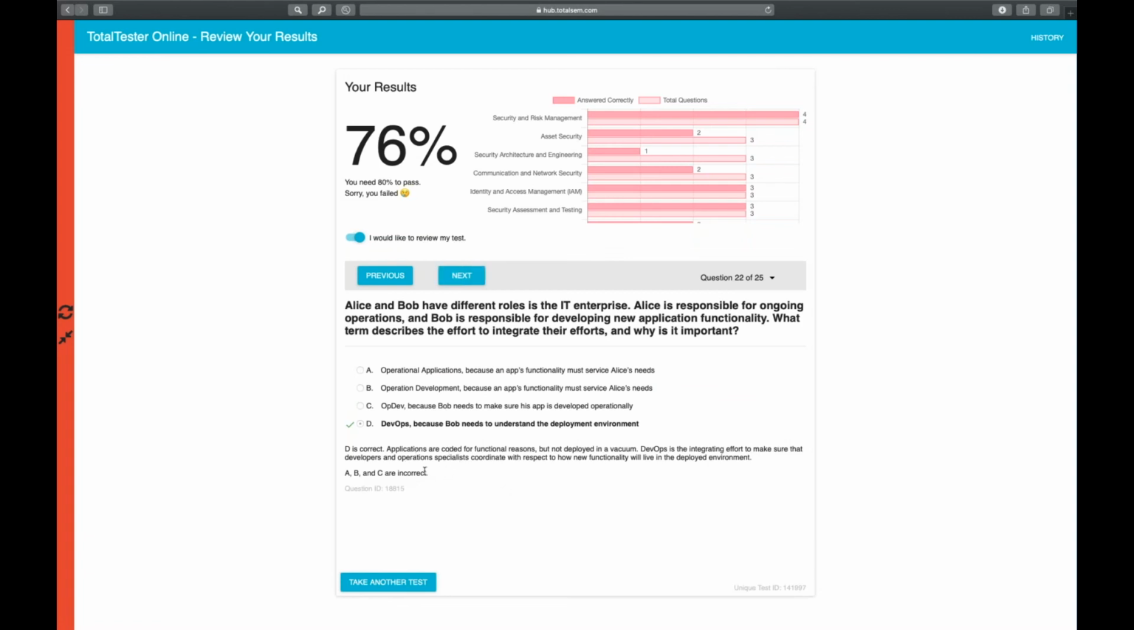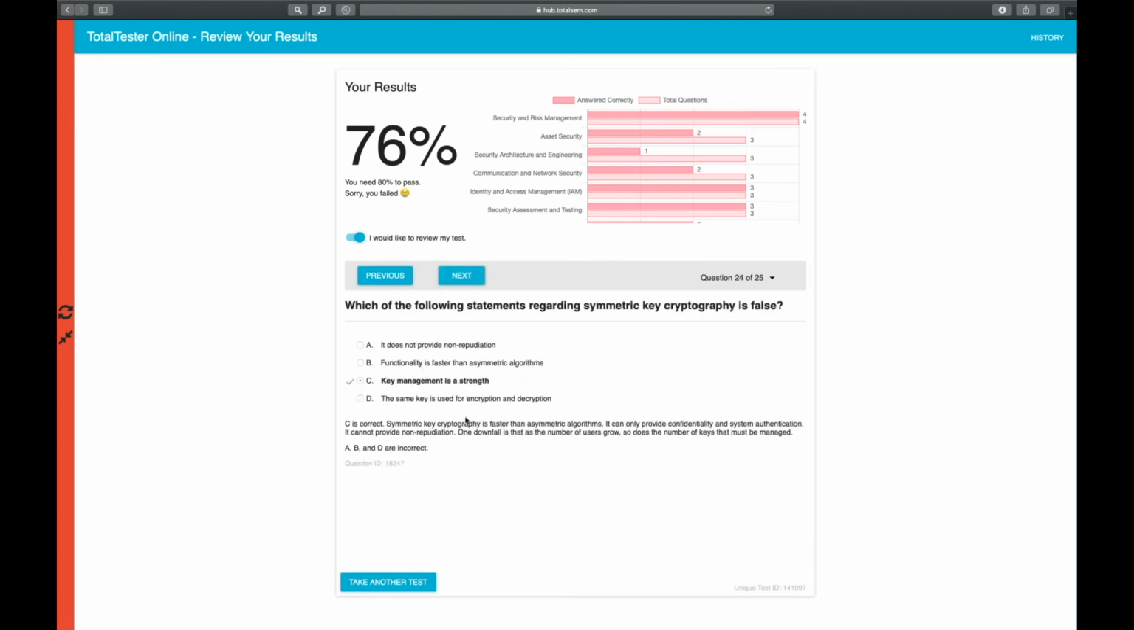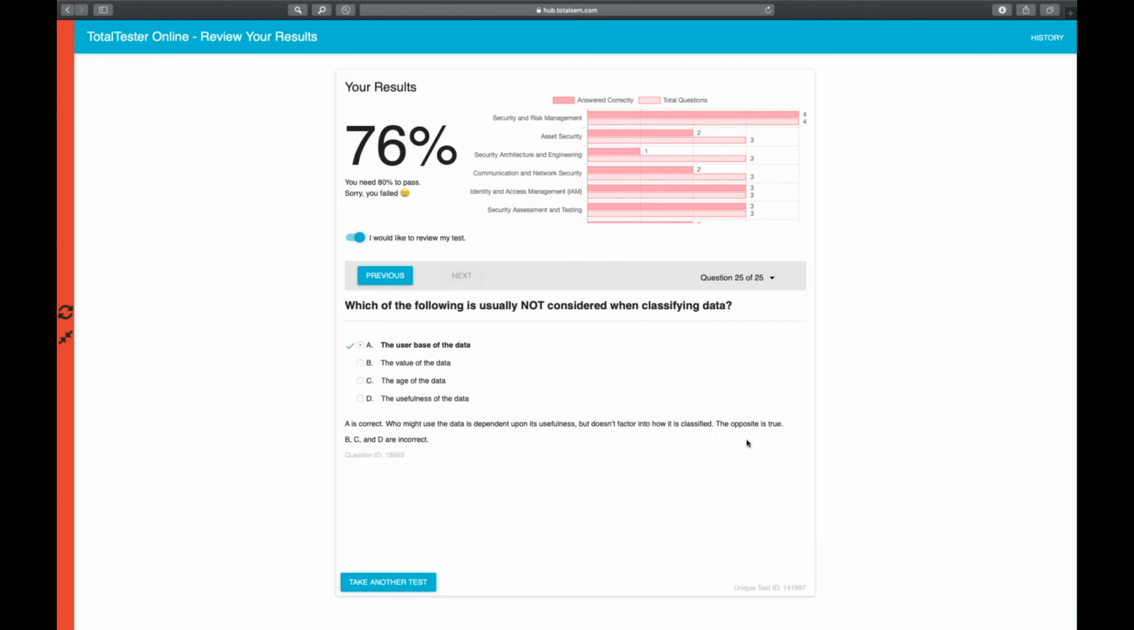All right, yep, we guessed right on this one, DevOps. Applications are coded for functional reasons, but not developed in a vacuum. DevOps is the integrating effort to make sure that developers and operations specialists coordinate with respect to how new functionality will live in the deployed environment. Social engineering, that's a layup. Symmetric cryptography is not good with key management. Not considered when classifying. Yep, who might use the data is dependent upon its usefulness, but doesn't factor into how it's classified.